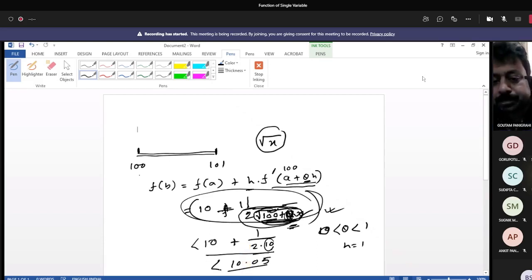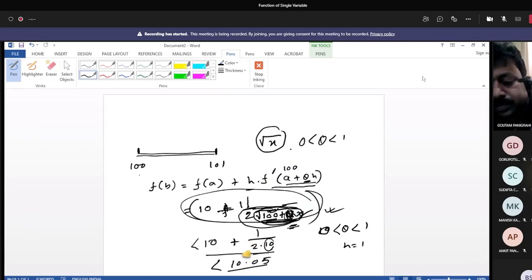Sir, I have a doubt. Will the theta value be given? No, theta you have to assume is from 0 to 1.